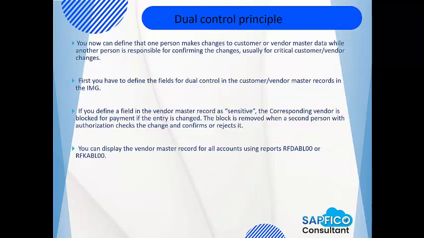Dual control principle. The dual control principle means you can define that one person makes changes to customer or vendor master data while another person is responsible for confirming the change, usually for critical customer vendor changes. So you have this dual control in customer vendor.